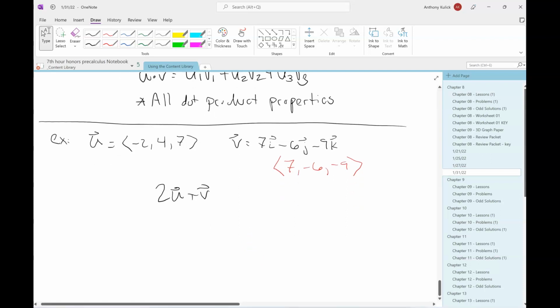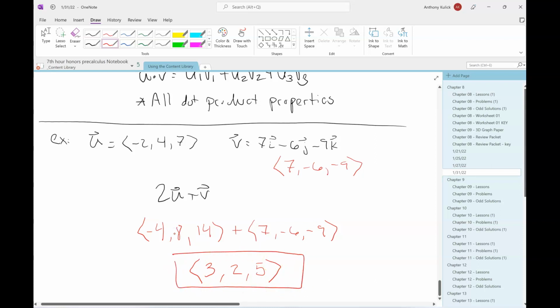When I do vector operations, scalar multiplication happens before vector addition or subtraction. So 2 times u becomes -4, 8, 14. And then when I add the vectors together, -4 plus 7 is 3, 8 plus -6 is 2, and 14 plus -9 is 5.